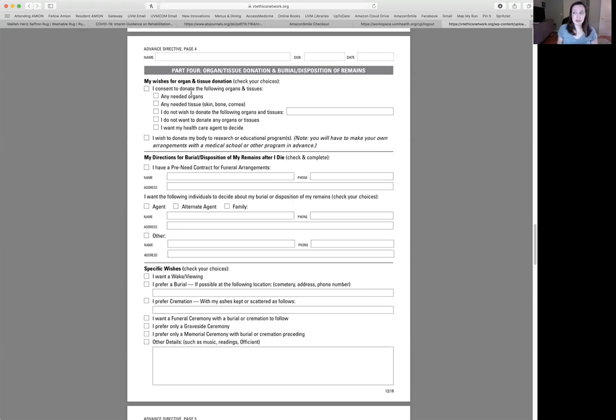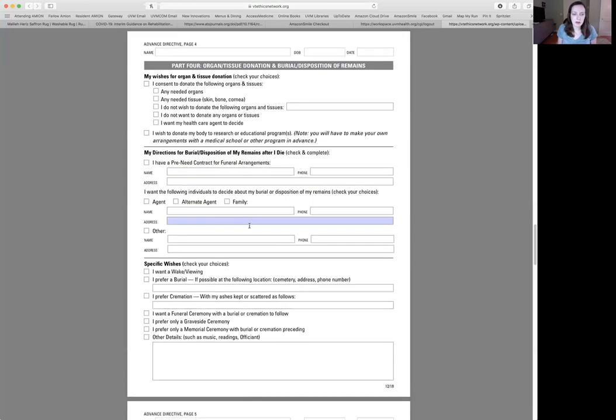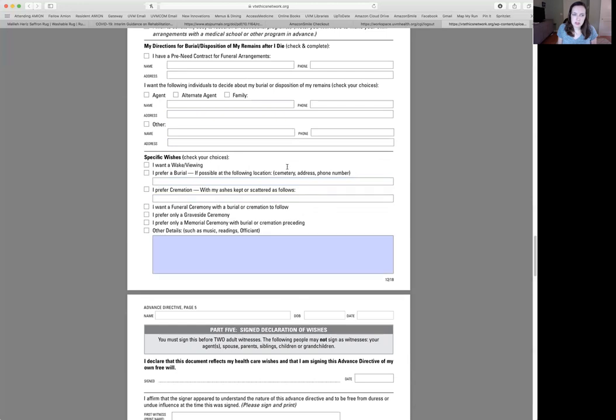If you actually wanted to donate your entire body to science, say to the medical school, that is something that has to be done far in advance of your passing. There's information online about how to get in contact with medical schools or medical societies to donate your body for science. Some people may have already made funeral arrangements or decided on cremation services. You would put this information here. And if you had specific wishes about services, you could put that information here as well.